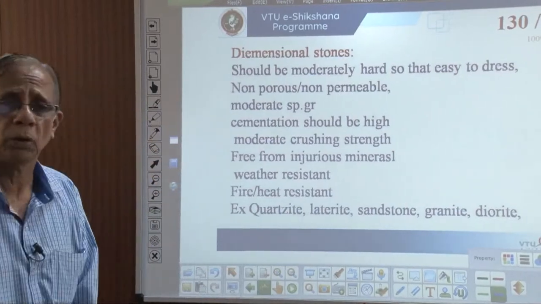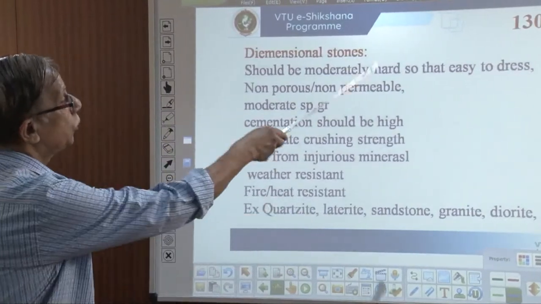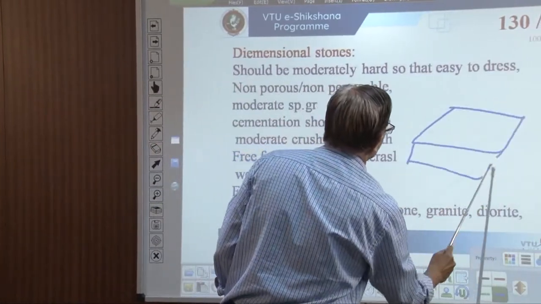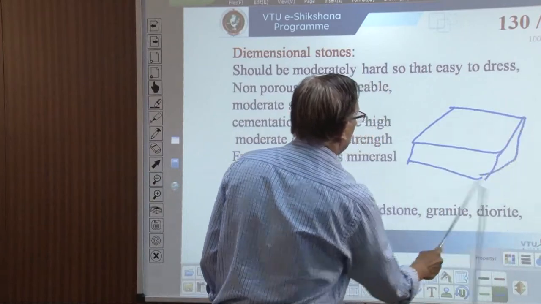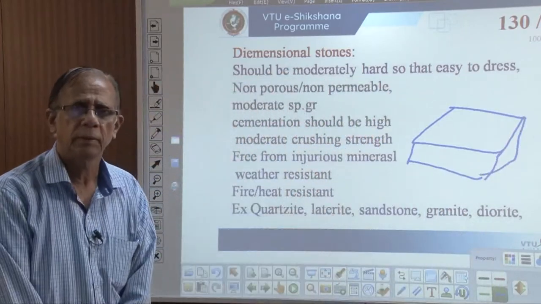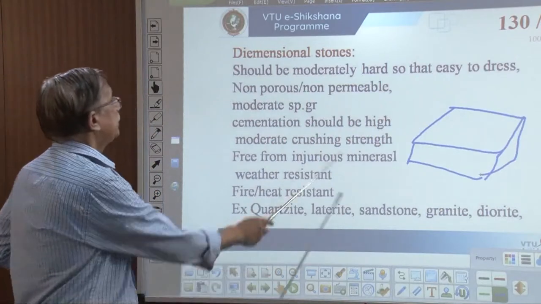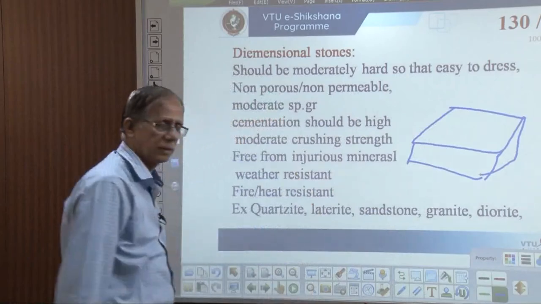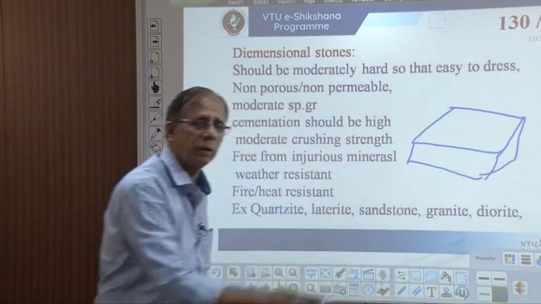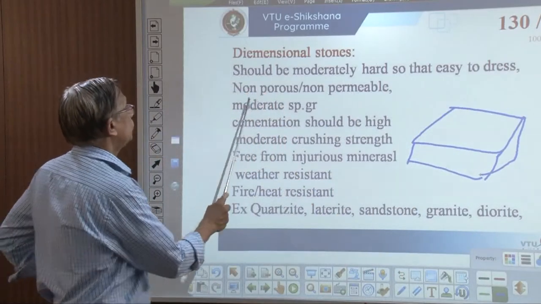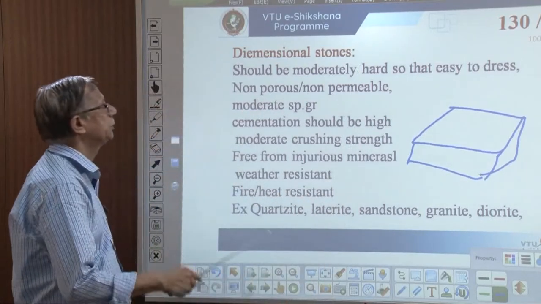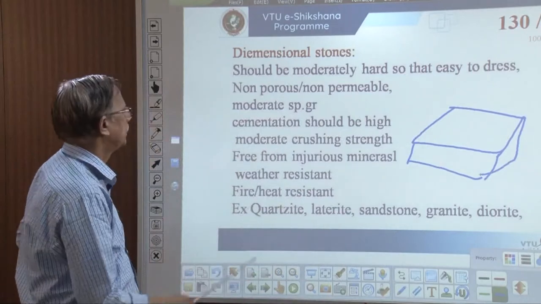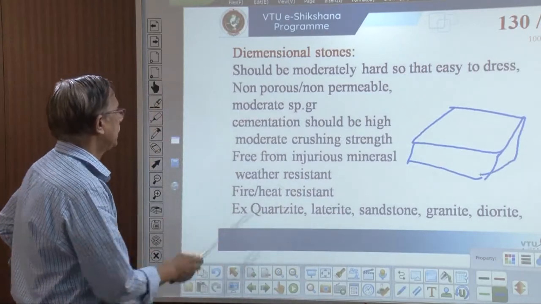Friends, we also have to use the rock for dimensional stone. I have shown you the laterite. Dimensional means I have to cut them into required sizes, for masonry work, etc. And what property do I expect? It should be moderately hard so that it is easy to dress and easy to cut into the required shape. It should be non-porous, non-permeable, as everywhere. Yes, moderate specific gravity, yes, everywhere. Unnecessary weight we don't like.